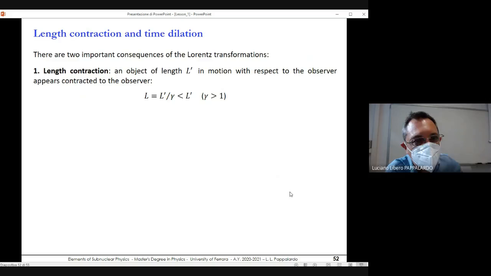Now, as you know already from your previous studies, there are two important consequences of the Lorentz transformation. The length contraction is the first one. An object of length L prime, which is in motion with respect to an observer, appears contracted to the observer by a factor 1 over gamma. So the observed length is L prime divided by gamma, where gamma is obviously greater than 1. So you get a contraction of your length.